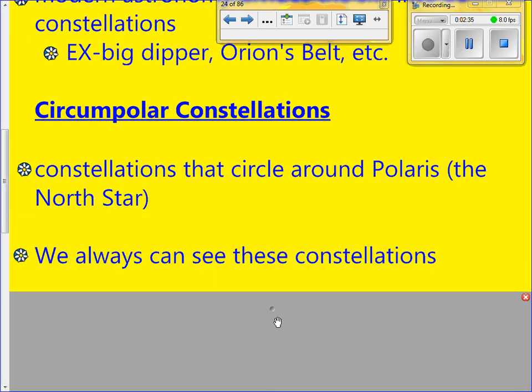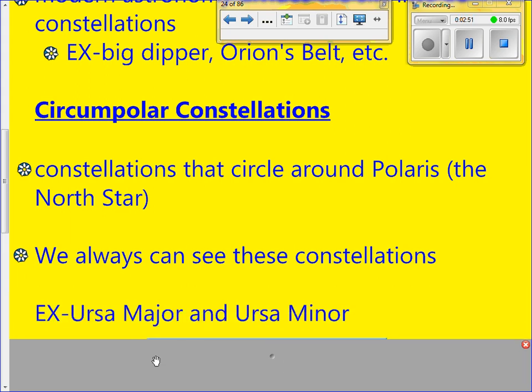Since the North Star is always in our sky, these are constellations that we can always see despite the time of year. Although their placement in the sky may change from month to month, we can still always see them. Some examples would be Ursa Major and Ursa Minor, otherwise known as the Big Dipper and the Little Dipper, one of which has the North Star in it.